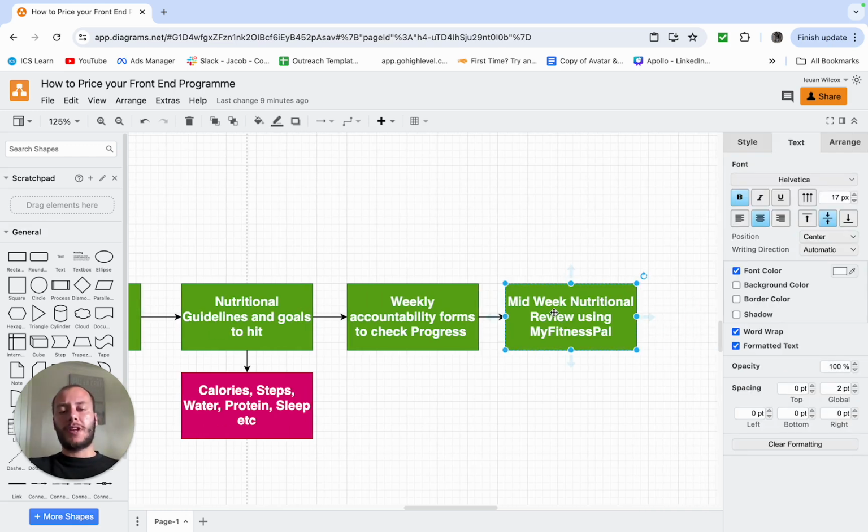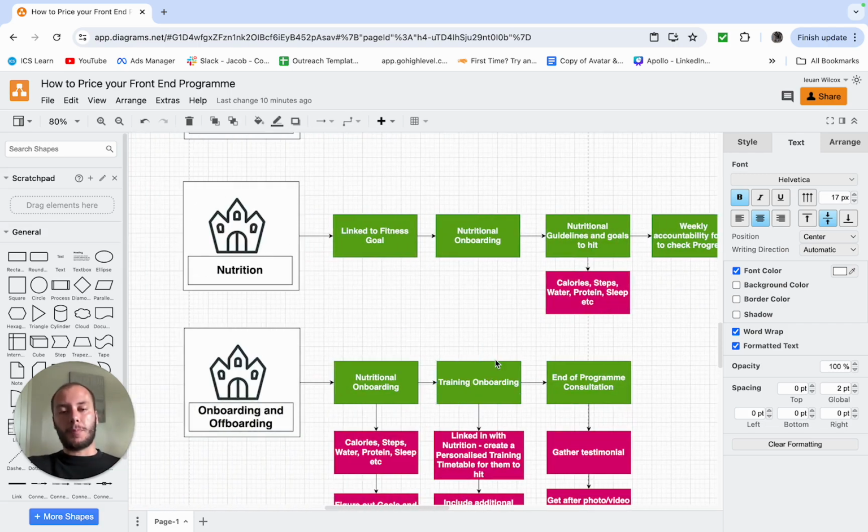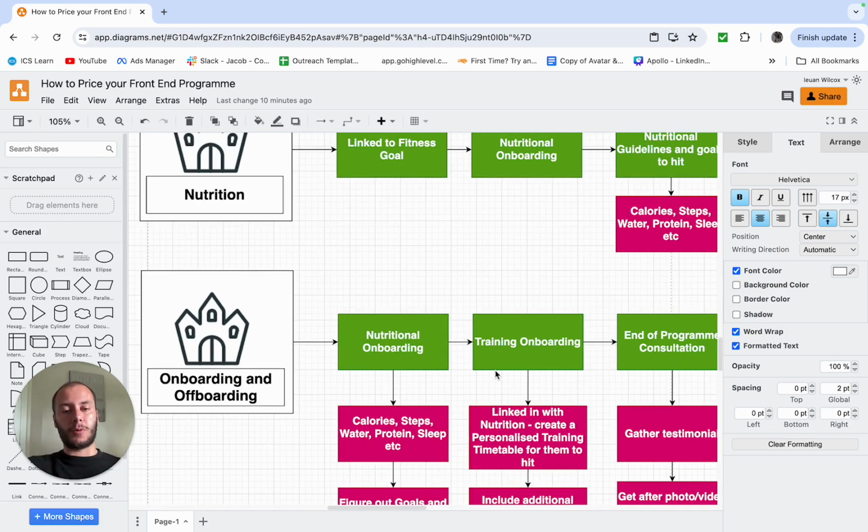And then also you want to have a mid 6-week nutritional review with MyFitnessPal. So at the end of week 3, you have an actual phone conversation with them, 15-20 minutes. You go over their MyFitnessPal, you give them some hints and tips, and then you put a plan together for the next 3 weeks of the program. And then the final thing is your onboarding and offboarding, which is arguably the most important thing.